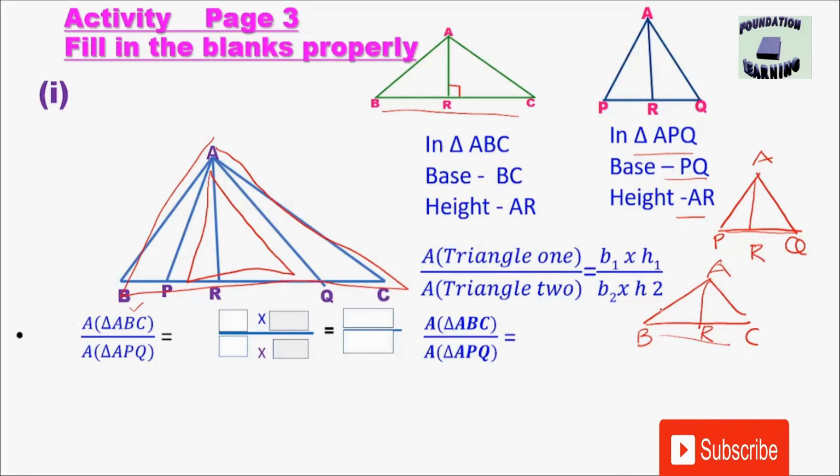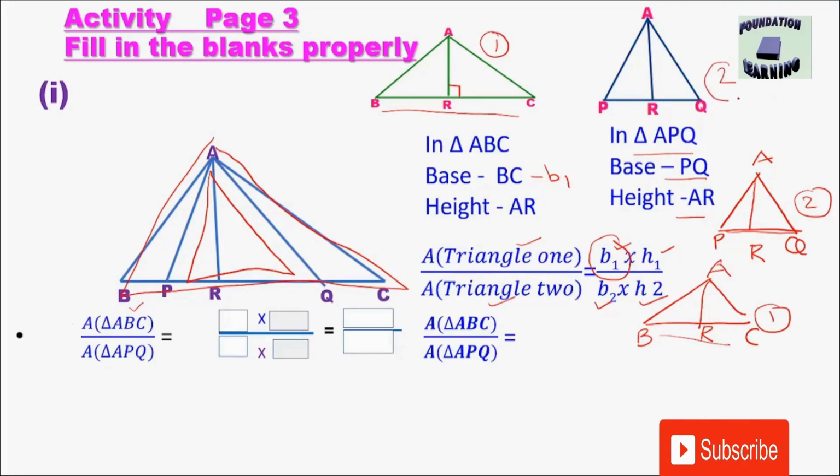So we'll use the formula base into height. The formula number 1, what we learned: area of triangle 1 upon area of triangle 2 is equal to base 1 into height 1 upon base 2 into height 2. So what is base 1 now? This is base 1, the base of the first triangle. This is the first triangle and this is the second triangle.